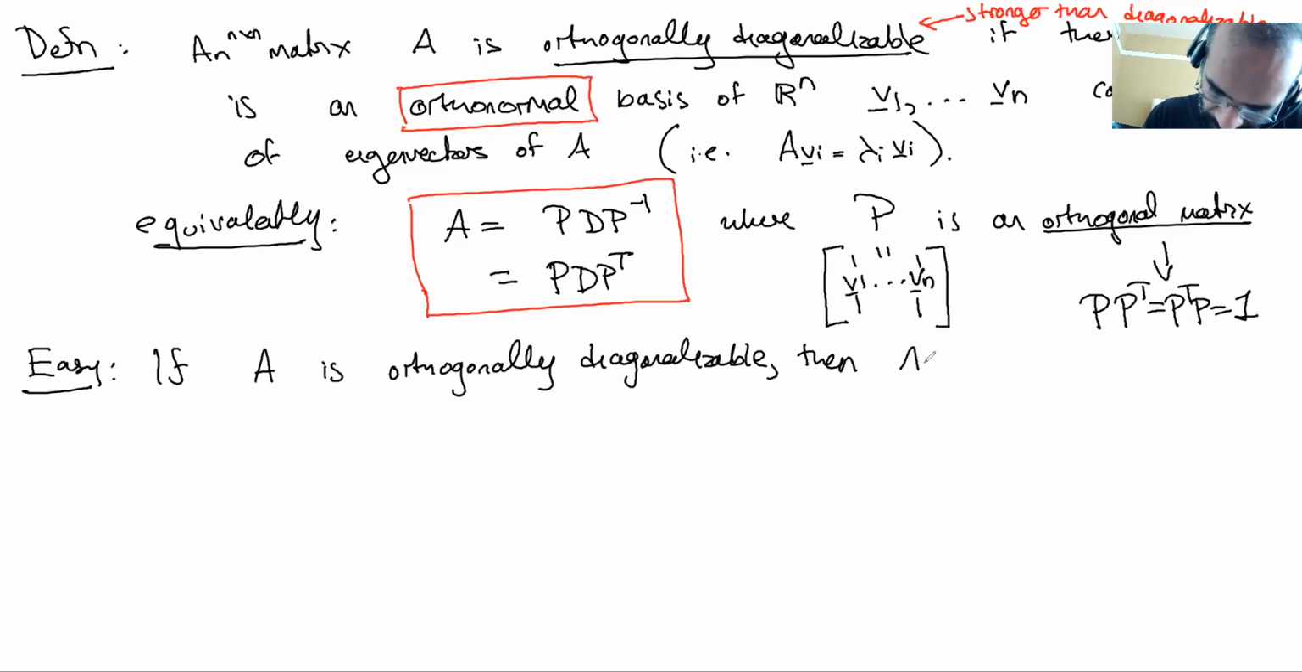Then A equals A transpose. Okay, so being orthogonally diagonalizable implies symmetry. So this is an easy fact. So what's the proof of the easy fact?